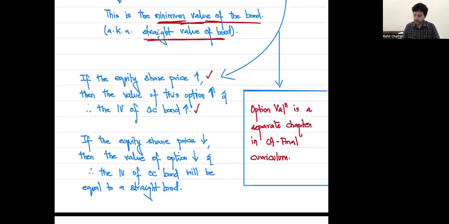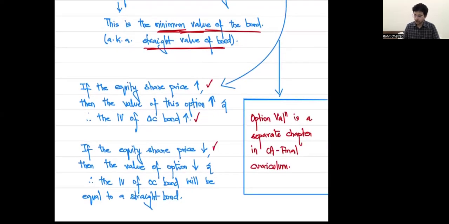All right, therefore, if equity share price reduces, then the value of the option will fall, and the intrinsic value of the optionally convertible bond will be equal to the straight value of the bond.